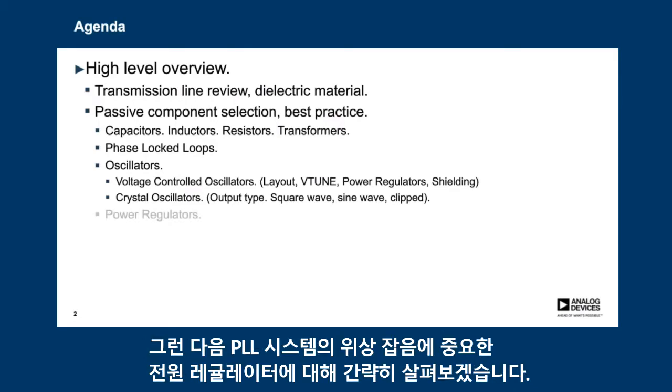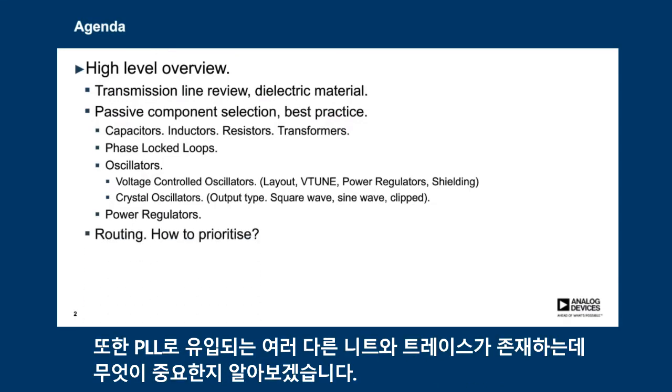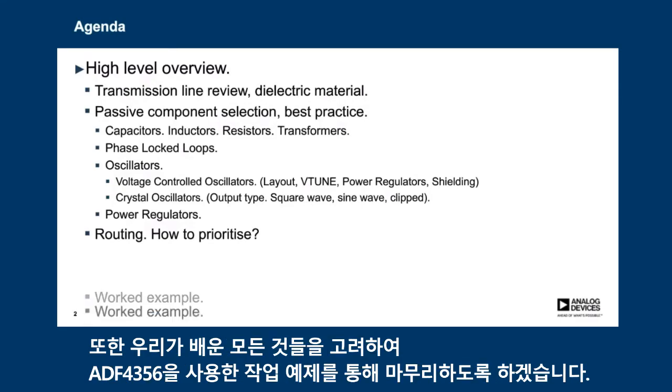Then we look briefly at power regulators because they can have a big importance on the phase noise of the PLL system. And then, given that there are so many different nets, different traces coming into a PLL, which of those is critical? And we finish up then with a worked example using the ADIA 4356, taking into account everything that we've learned.